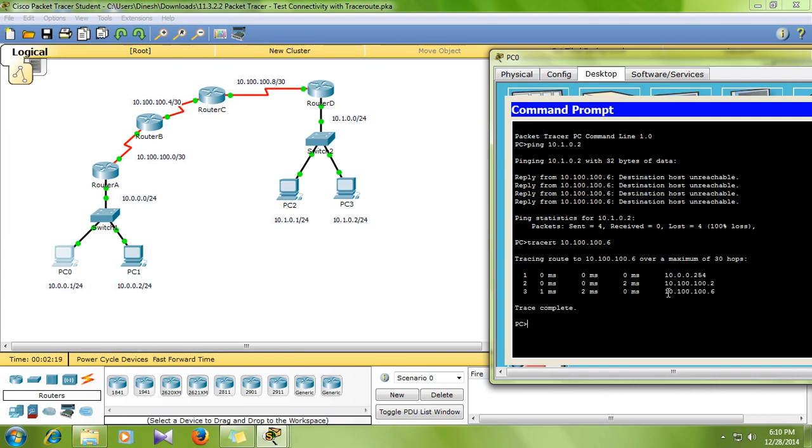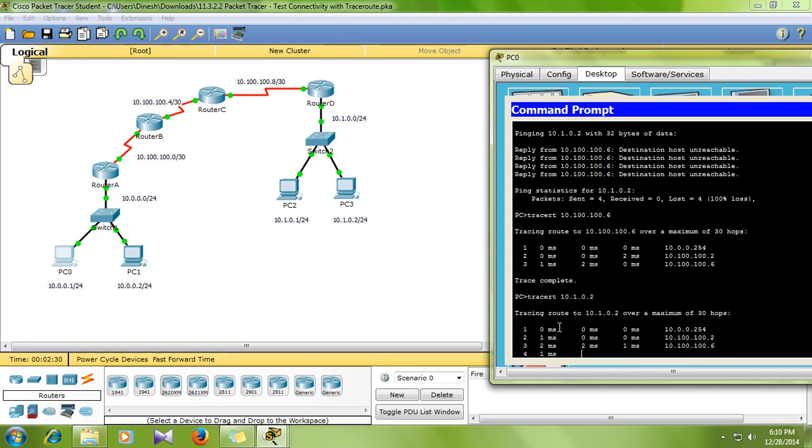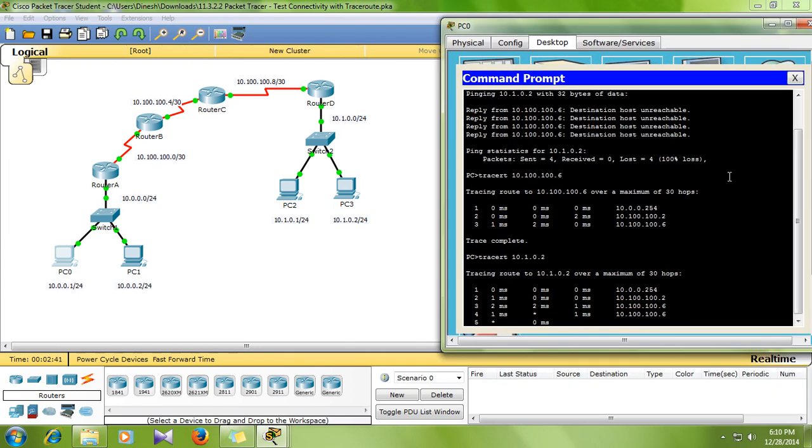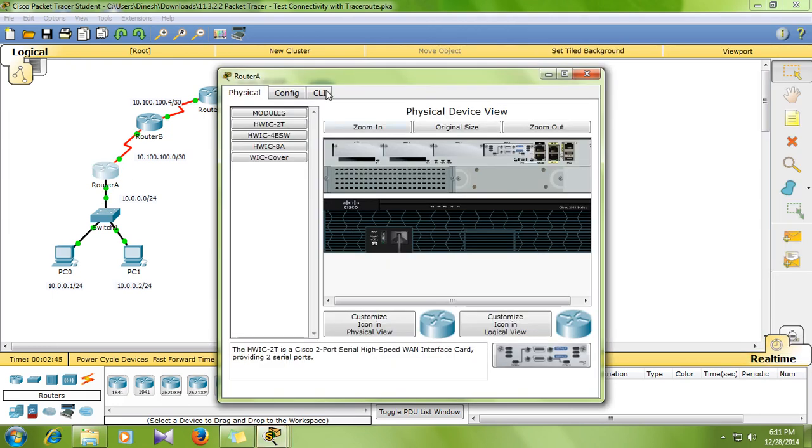We can observe this from here. Sorry, we need to check the traceroute for 10.1.0.2. It will check up to 30 hops. The last address was 10.100.100.6, so you came to know the problem was at router C. Let's go there and check it.